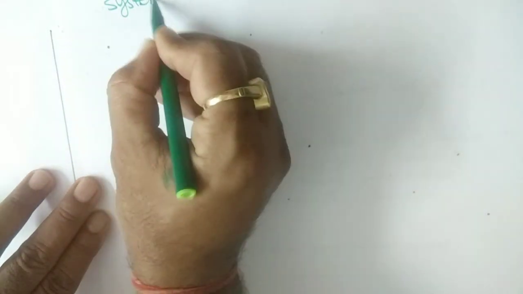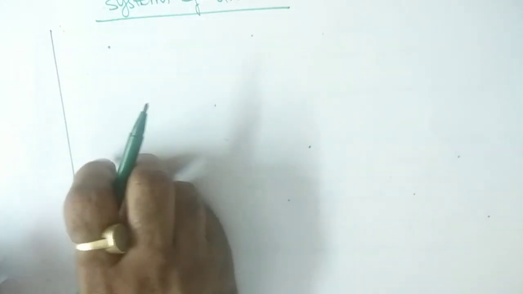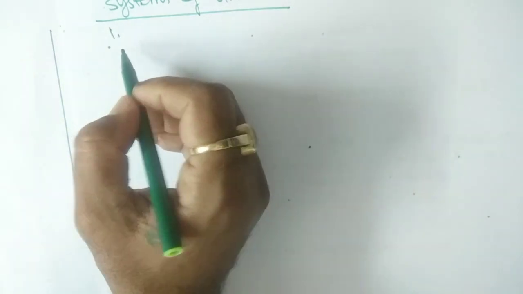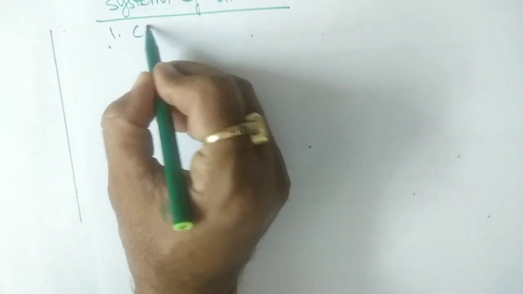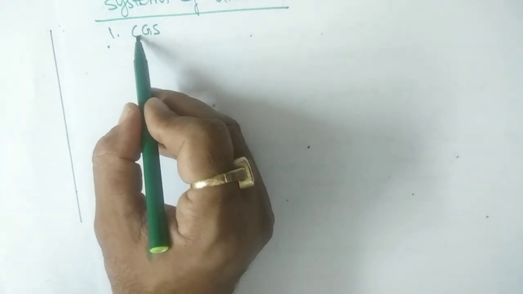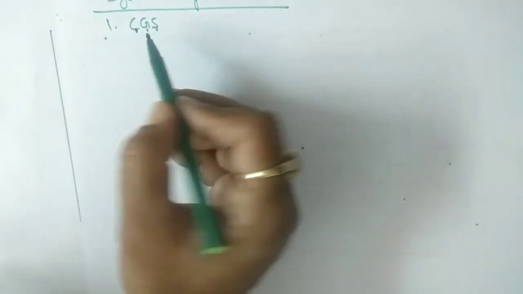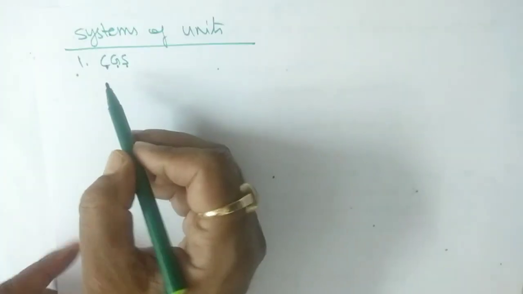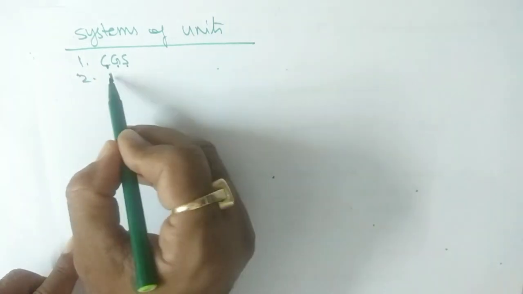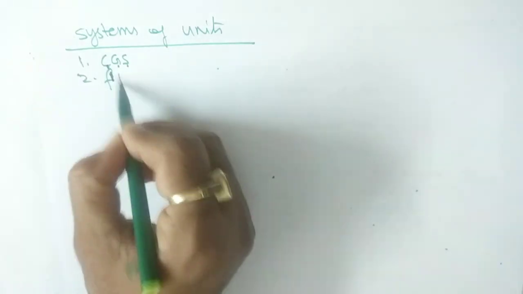The systems of units. Already in previous classes you have studied about it. There are four systems. First is the CGS. CGS means if the length is measured in centimeter, mass in gram and time in second, that is the CGS. Second is the FPS.